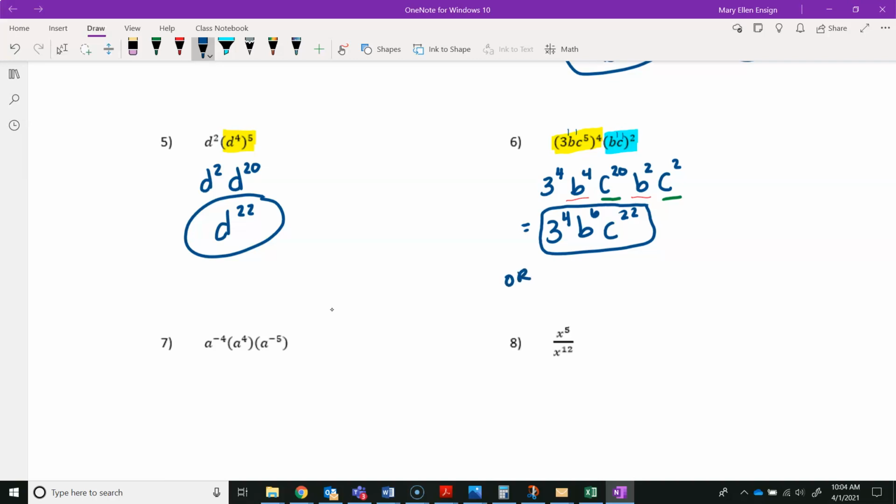Or 3 to the 4th, again, 3 times 3 is 9, 9 times 3 is 27, 27 times 3 is 81. You could also switch that to there. Either one is fine.